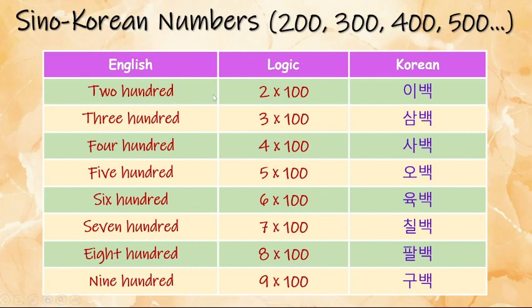Suppose you have to say 200 in Korean language. Now 200 is basically 2 times 100, right? So 2 in Sino Korean number system is i and 100 is baek. So very simple, 200 will be i baek. Similarly for 300, sam baek, 400, sa baek, 500, o baek, then comes 600 and that is yuk baek, then 700 is chil baek, 800 is pal baek, and 900 is gu baek, right?